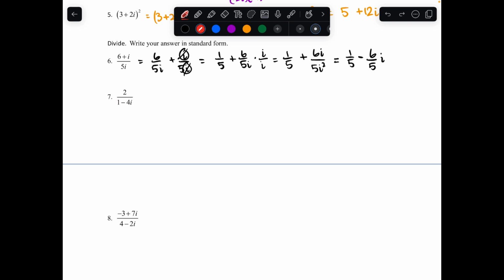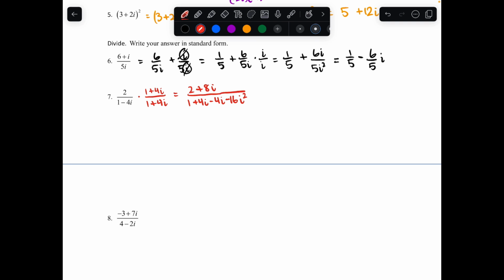So, multiplying by the complex conjugate divided by itself, we're going to have 1 plus 4i divided by 1 plus 4i. Again, I'm multiplying by 1, so I'm not changing the value of anything. I'm just making it look different. So, let's go ahead and multiply it out. We get 2 plus 8i divided by 1 plus 4i minus 4i minus 16i squared.